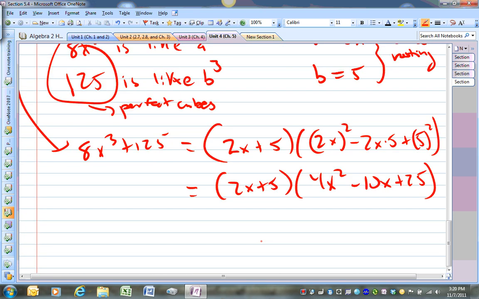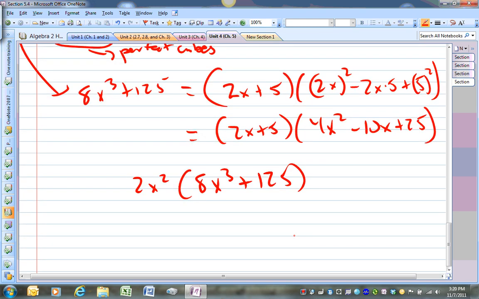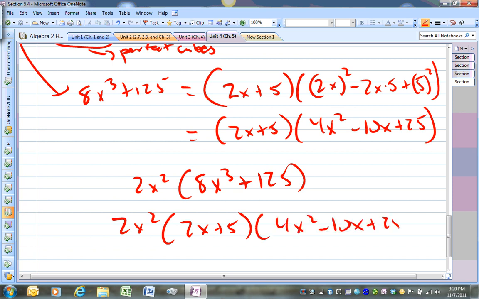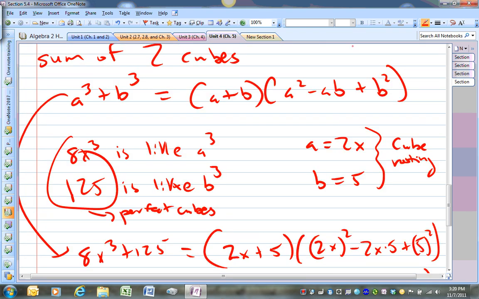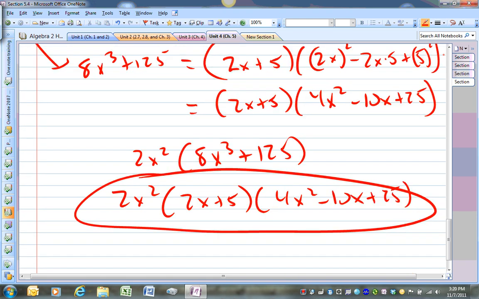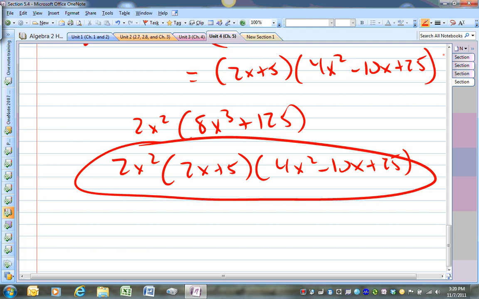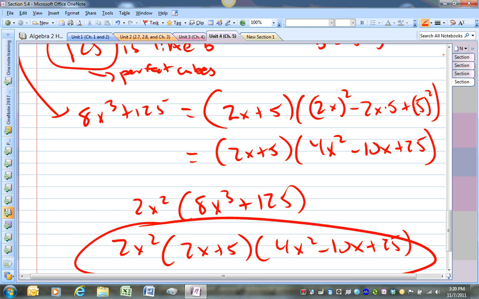So going back, we had 2x squared times 8x cubed plus 125. It's actually going to be 2x squared, 2x plus 5, 4x squared minus 10x plus 25. That'll be your final answer. And by the way, this huge chunk here is never factorable. That's why 4x squared minus 10x plus 25 stays the way it is. That's called the sum of two cubes.